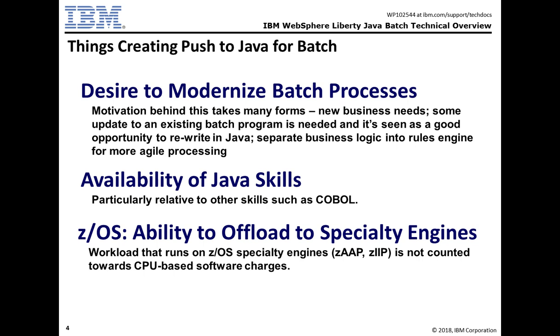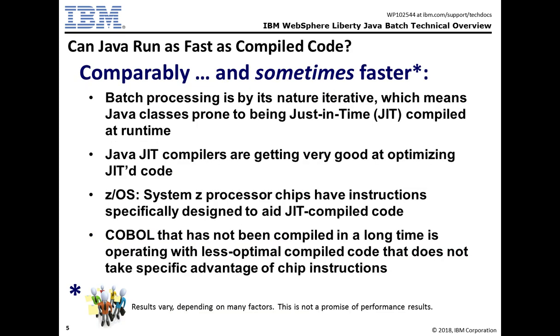Availability of skills is, of course, another issue. It may be that in your shop it's easier to find people or hire people with Java skills than it is with COBOL or whatever language your batch stuff is written in now. And, of course, on z/OS, it's a pricing thing. It's cheaper to run workload on the zip engines than it is to run on the GP, depending on how your pricing works for the software.